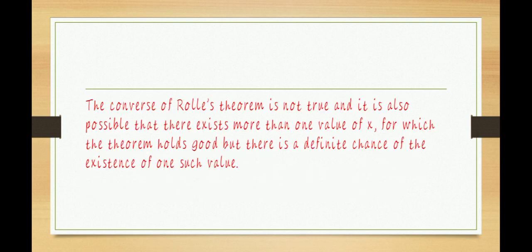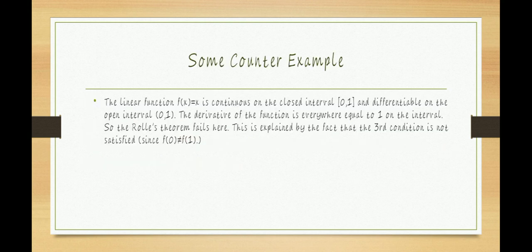See the important note: the converse of Rolle's theorem is not true, and it is also possible that there exists more than one value of x for which the theorem holds good, but there is a definite chance of the existence of one such value. The converse of Rolle's theorem is not true, but there is a possibility of having more than one value of x.